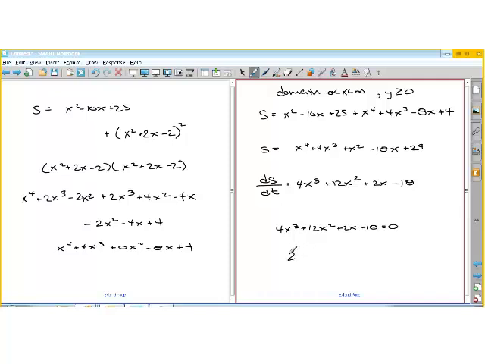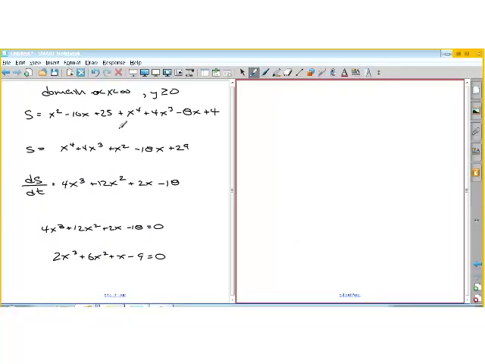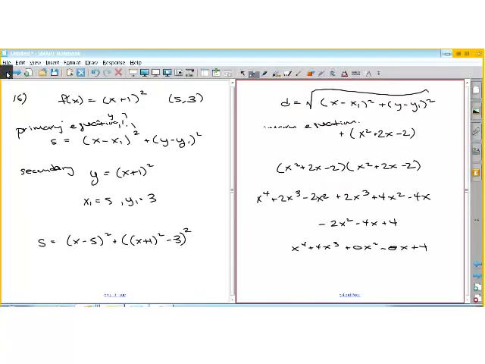Okay, let's divide by 2, so you get 2x cubed plus 6x squared plus x minus 9 equals 0. So we need to find the roots of that equation, and those will be the solutions where the derivative is equal to 0. So let's use a little common sense here. Let's look at our graph.